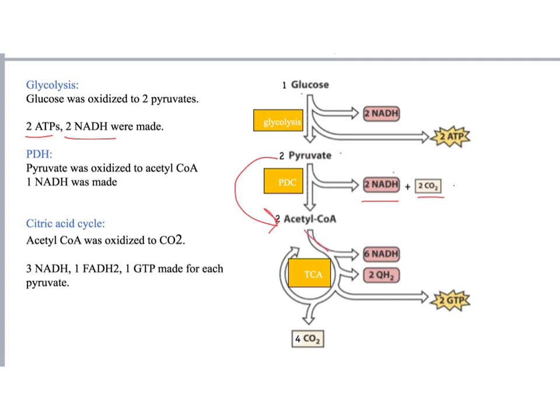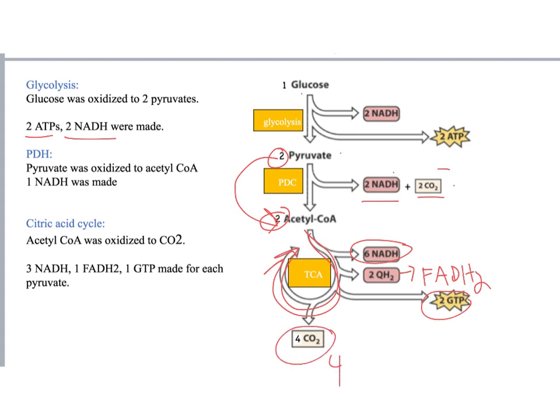And then that acetyl-CoA goes into the TCA cycle, and it again will go around 2 times. So we get 6 of these. QH2 is sort of the same thing as FADH2. 2 GTPs and 4 CO2s. So remember, 4 plus 2 gets us back to 6 carbons, and hopefully you're following my weird biochemistry carbon math.